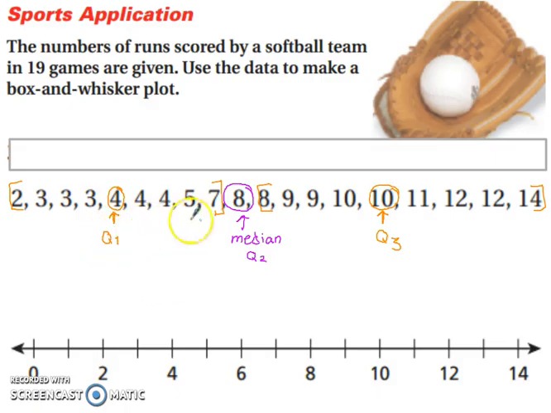Now that you have your quartile 1, 2, and 3, and your minimum and maximum value, we can now plot what we need on our number line. So the first quartile was 4, so we're going to put a line over the 4. The second quartile was 8, so we're going to put a line over the 8. And the third quartile was 10. So we're going to make our box.